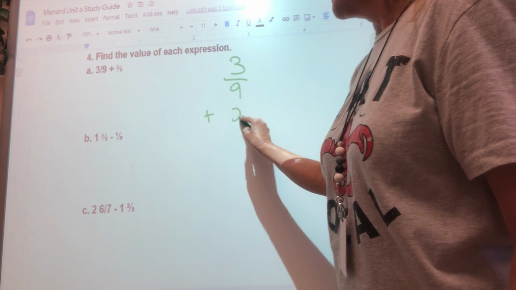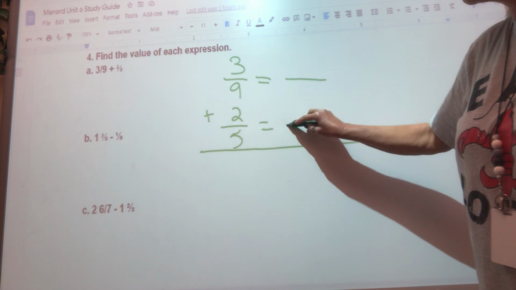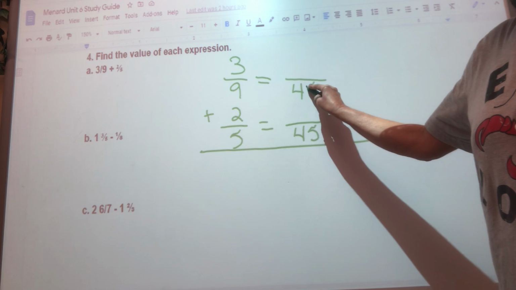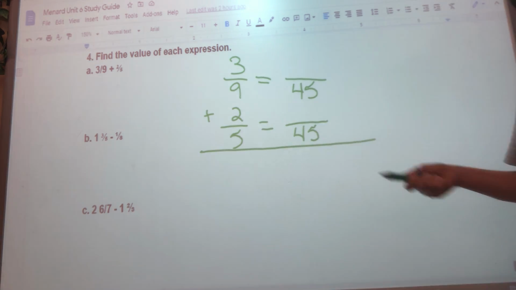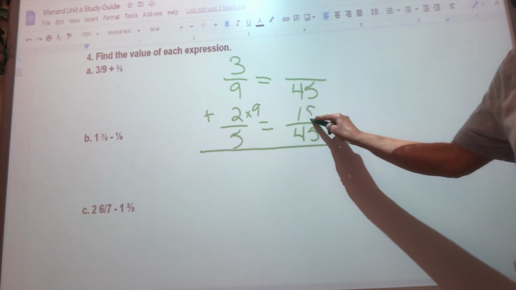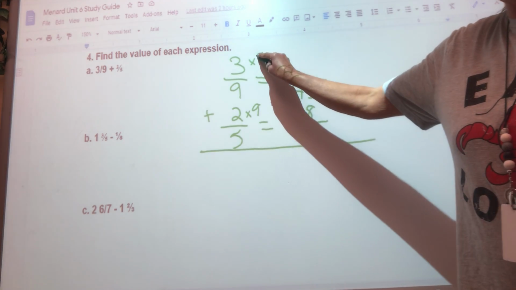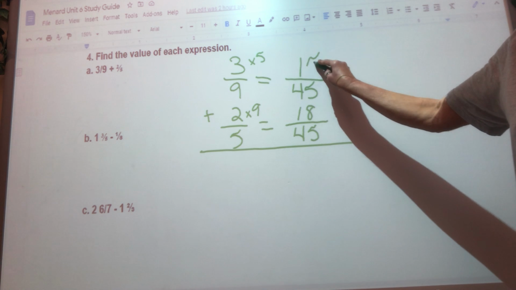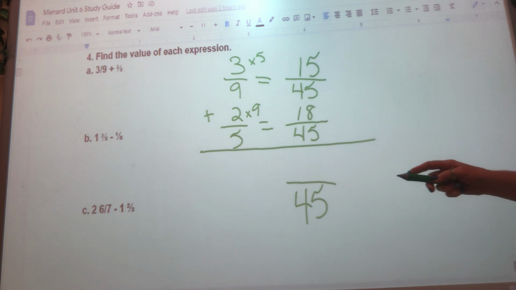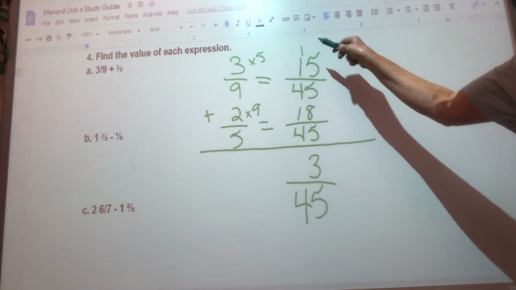3/9 plus 2/5. What's the common denominator? 45. What would I have to do to 5 to get 45? Times 9. So my new numerator is 18. What would I have to do to 9 to get 45? Times 5. So my new numerator is 15. I keep the common denominator. 5 plus 8 is 13. 1 plus 1 is 2, plus the one we carry.